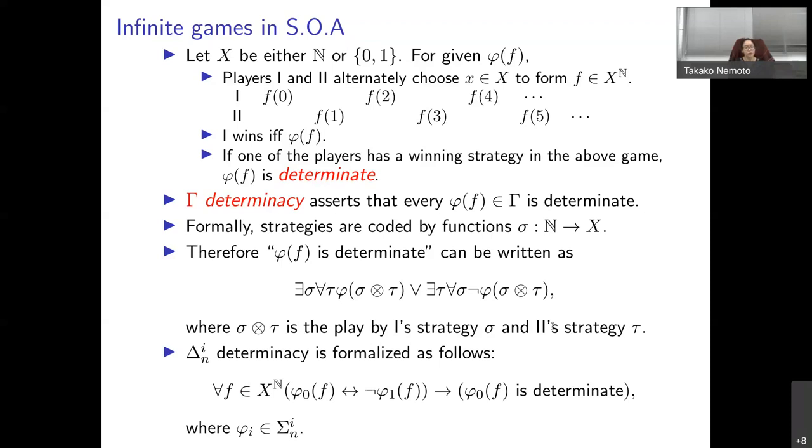And we also have delta I n determinacy. Of course, delta I n is not a class of formulas; in descriptive set theory, it is the intersection of sigma I n sets and pi I n sets.